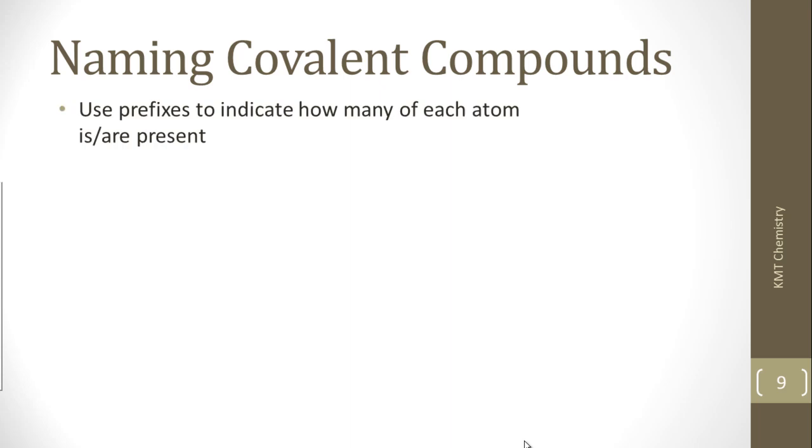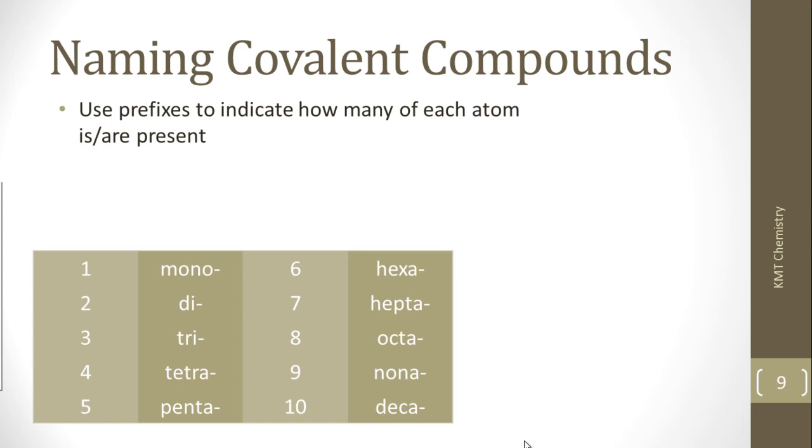To name covalent compounds, use prefixes to indicate how many of each atom is present. Here's a table that shows the prefixes for 1 through 10. Put this prefix in front, that lets you know how many should be in that molecule. For the second element, you change the ending to "ide."